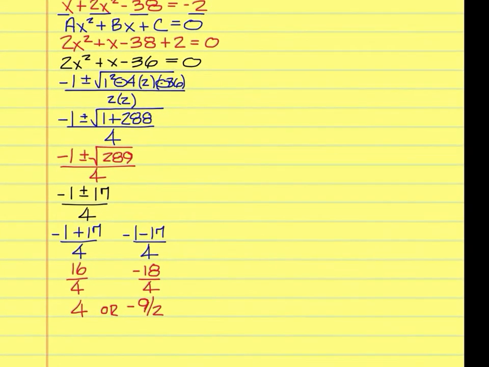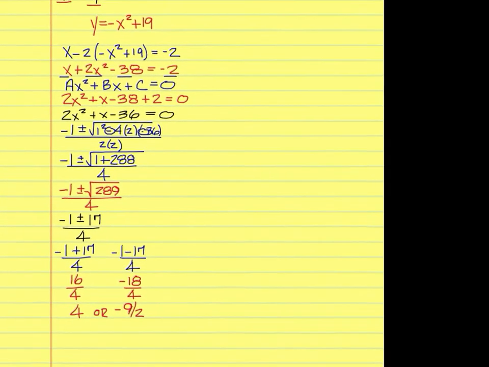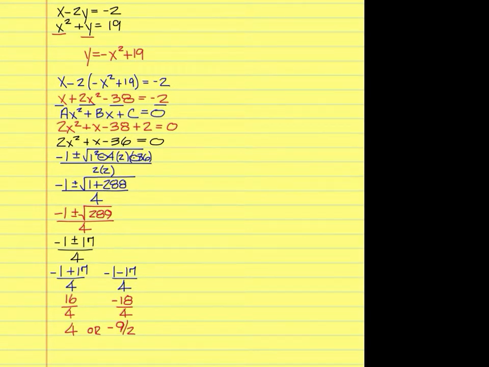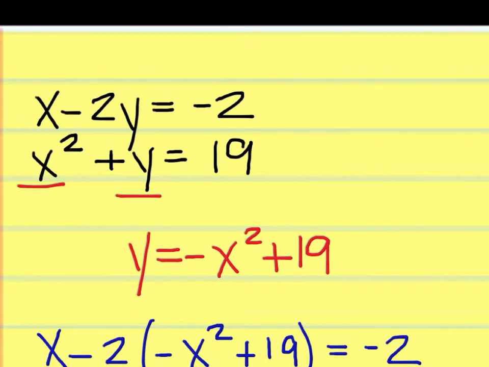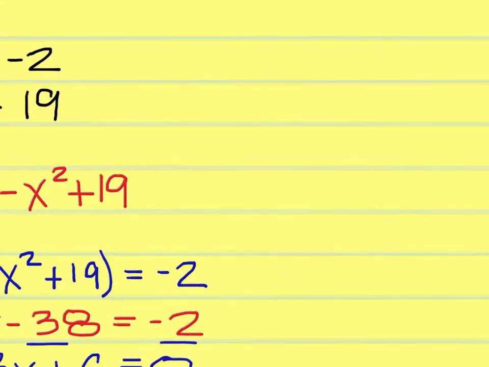Those two x answers at the bottom must be plugged back in up at the top into one of these two equations. It would make more sense to use the one without the square in it. So let's use the top and make a note that you have an answer of 4 and -9 over 2 at the bottom. So at the top, we're going to use this: x minus 2y equals -2.